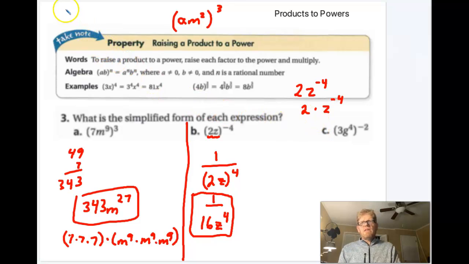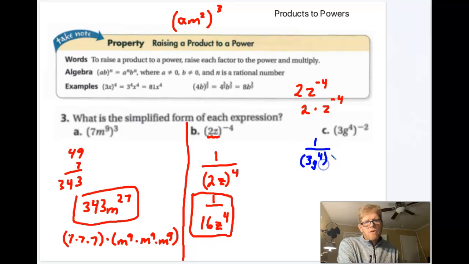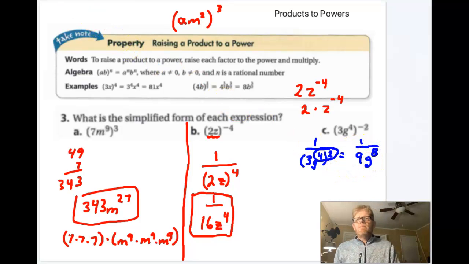Last one, we'll do C here. And again, since everything is being put in parentheses and raised to the negative second power, I'm going to write this 1 over all of that stuff. 3g to the fourth to the second power. My exponent becomes positive. And that is going to give me 1 over 3 to the second power, which is 9. And g to the fourth to the second power, we multiply these two together. That gives us g to the 8th. So 1 over 9g to the 8th.